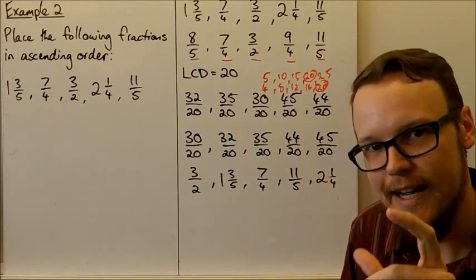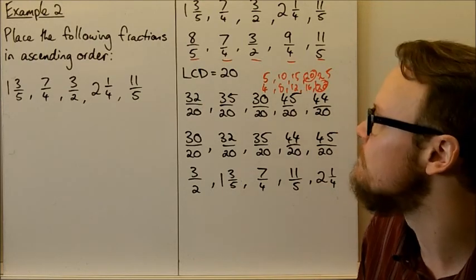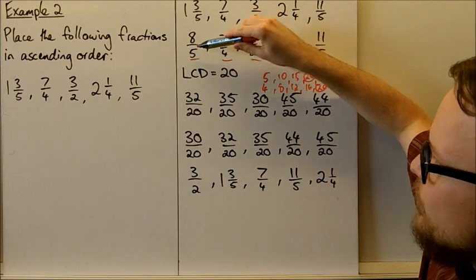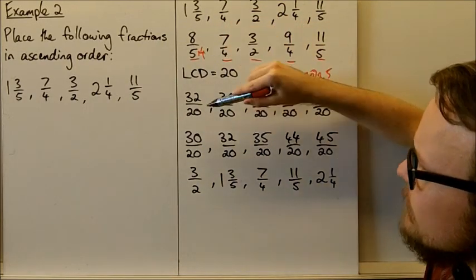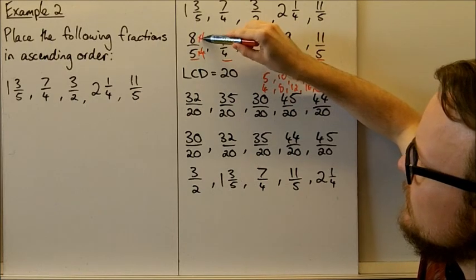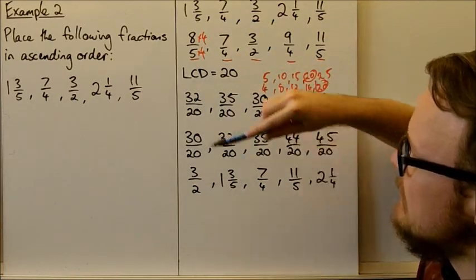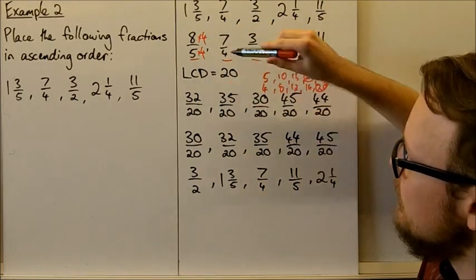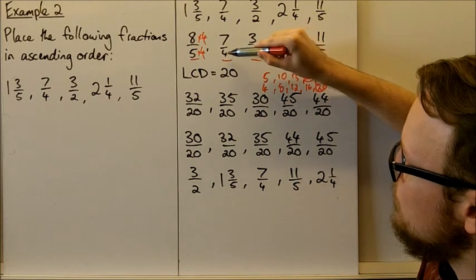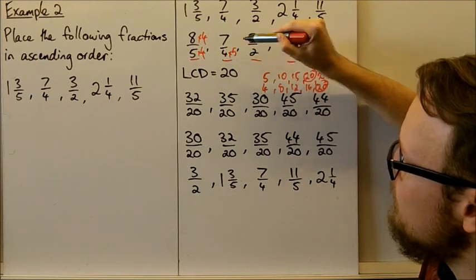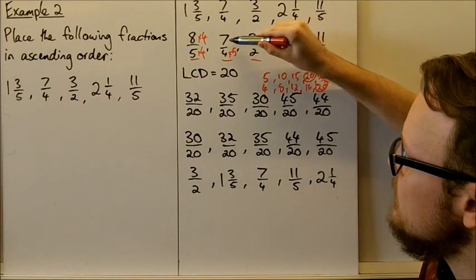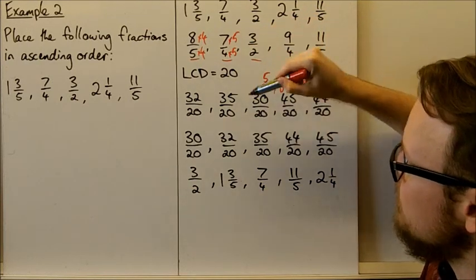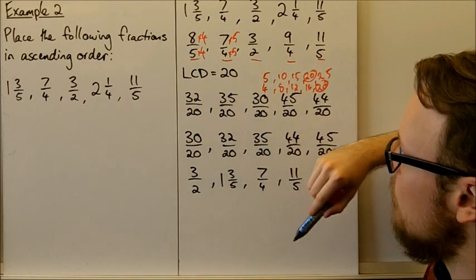So we need to try and get 20 as the denominator for each of them. So here, to go from 5 to 20, I need to multiply by 4. I need to do the same thing to the top and bottom, so I need to multiply the top by 4 as well. So 8 times 4 is 32. And I do the same here. I need to multiply by 5 to get 20. 4 times 5 is 20, so I need to do the same to the top. So 7 times 5 is 35 over 20.